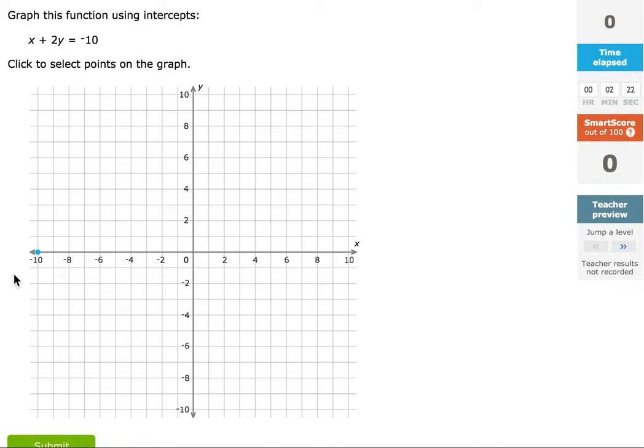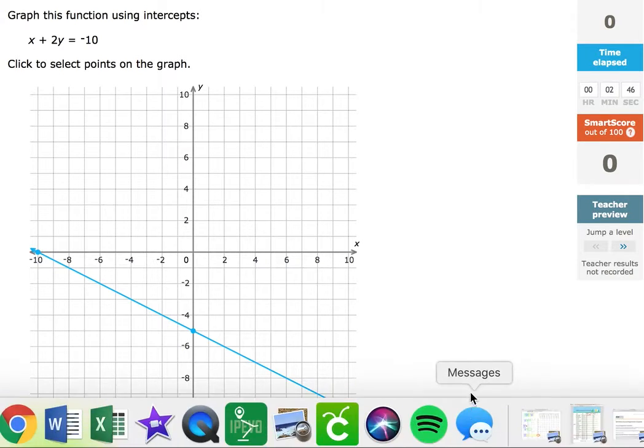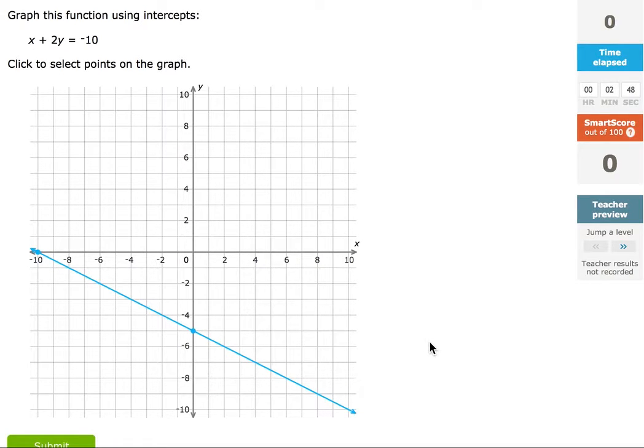There's our first point. The second point, which will be needed to graph our line now, is the y-intercept. So let's take our c term, negative 10, divided by the coefficient of y, which is 2. Negative 10 divided by 2, negative 5. So negative 5 will be plotted on the y-axis because it is the y-intercept. So you find the negative 5, you click on it, IXL automatically draws the line for you, and you go ahead and submit.